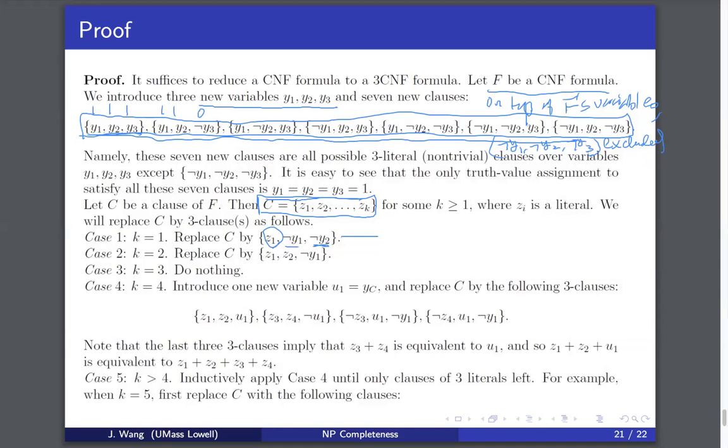Likewise, if k is equal to 2, I keep z1 and z2, and I add negation y1 in it. Or you can also add negation y2. It doesn't matter, because this c is equivalent to this new clause. When k is equal to 3, do nothing. When k is equal to 4, I have z1, z2, z3, z4. I'm going to break them into 2 parts, and then introduce a new variable u1 and replace c by the following 3 clauses.